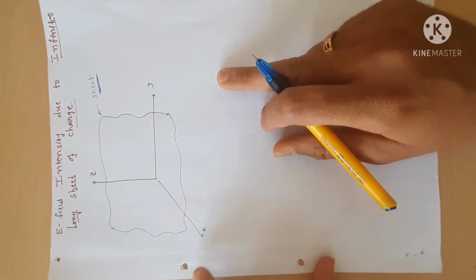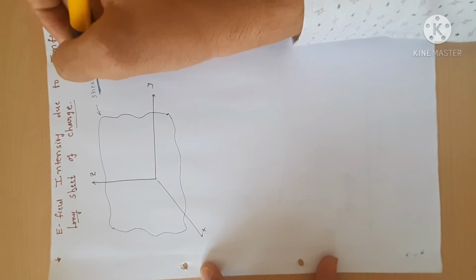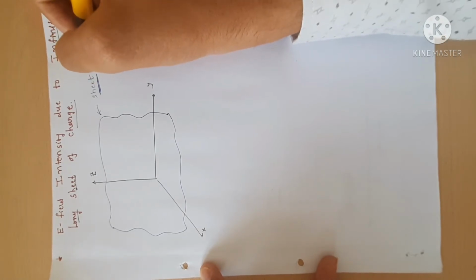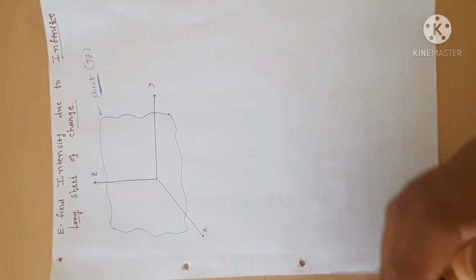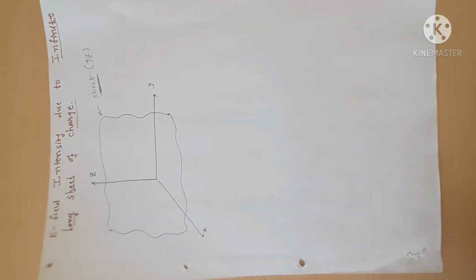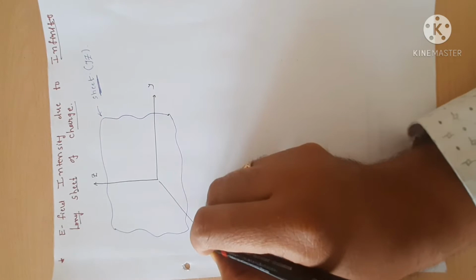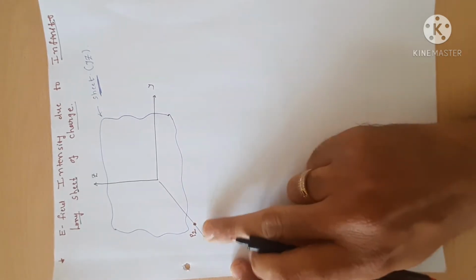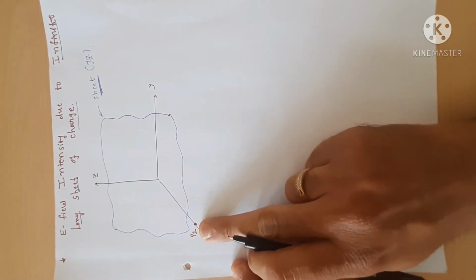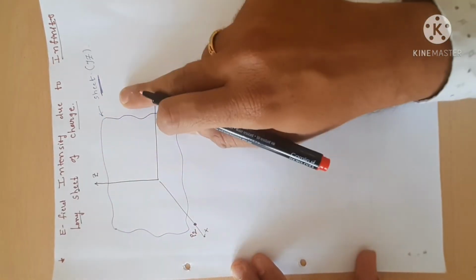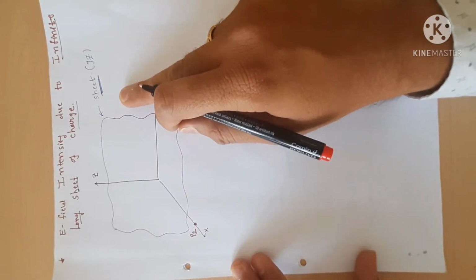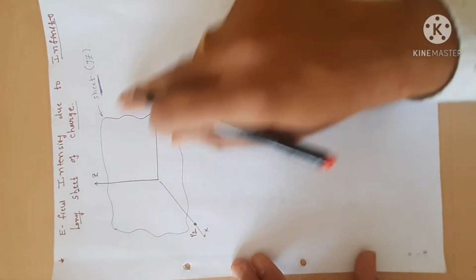This sheet is present on the yz plane, so we find the electric field intensity on the x axis. You have to choose one point. Suppose this is my point P2. We have to find the electric field intensity at point P2 due to this infinite sheet. But as we know, it is impossible to measure it directly because the sheet is infinite.